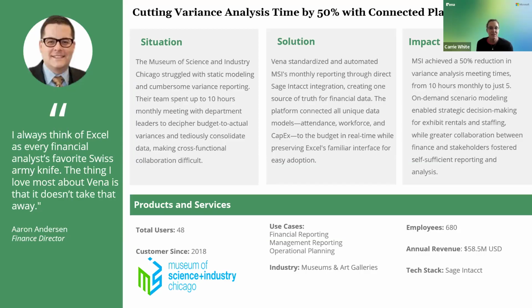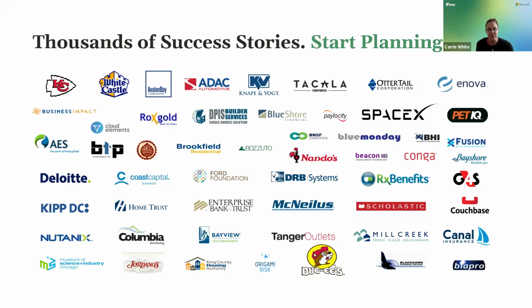And they saved their variance analysis by 50% with connected planning using Vena. So, Excel is every financial analyst's favorite Swiss Army knife. And the fact that Vena doesn't really take that away is a value add to, obviously, the Museum of Science and Industry. And certainly, Vena has been in business since 2013.